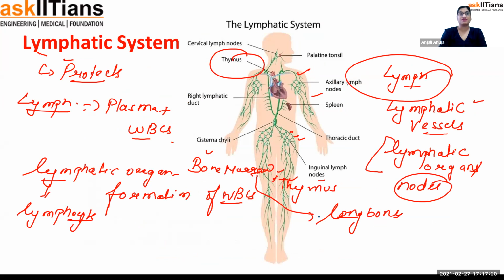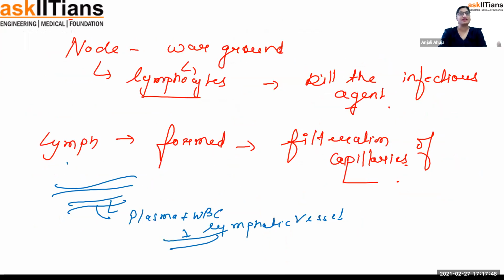The lymphatic circulatory system has lymphatic organs, lymphatic vessels, and lymphatic nodes. Lymph is nothing but plasma plus WBC. Lymphatic vessels are the ones where it is flowing. Lymphatic organs are the ones which produce lymphocytes, meaning the WBC, and lymphatic organs are bone marrow and thymus. Next I talk about the lymphatic node, which are the little swellings where the number of lymphocytes is more, where the pathogen is dragged and killed, and that's it. And I told how lymph is formed.